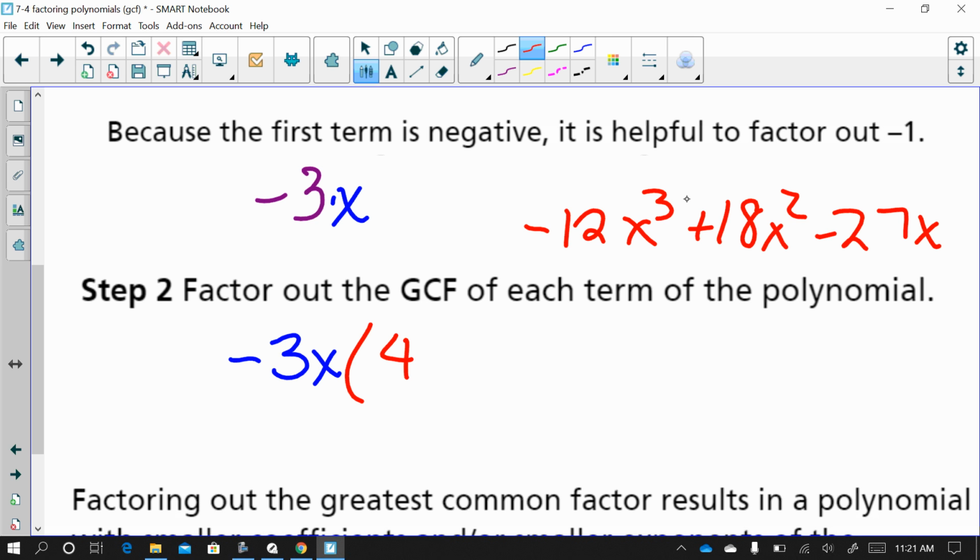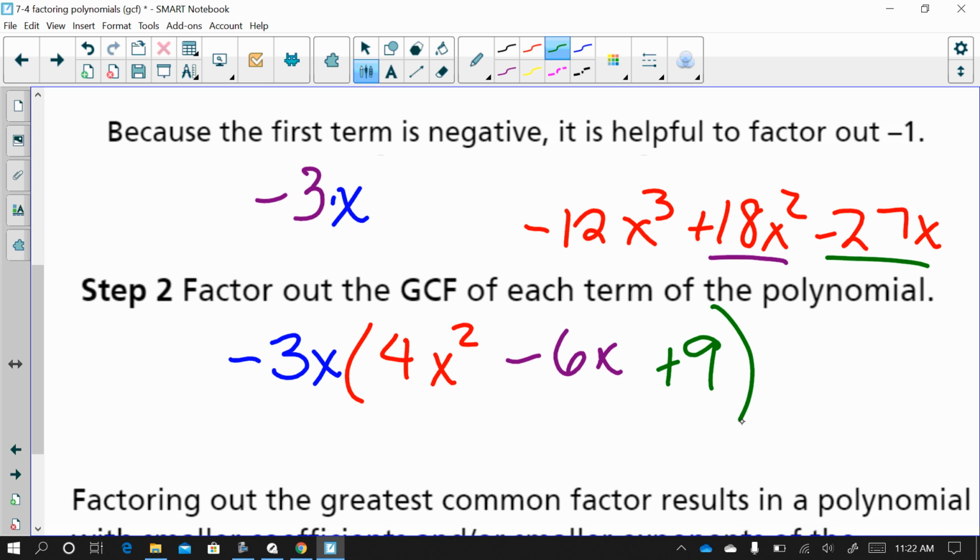And if I take one of those x's away, what times x gives me x cubed? Remember when you multiply, you add the exponents. So 1 plus what gives me 3? 2. So x squared is what comes out. I move on to the 18. What times negative 3 gives me a positive 18? Negative 6. I take one of those x's away, how many are left? Just one. Then my last term. What times negative 3 gives me negative 27? Positive 9. And I have one x already. I need one, so I don't need any more. So my answer here is negative 3x times 4x squared minus 6x plus 9.